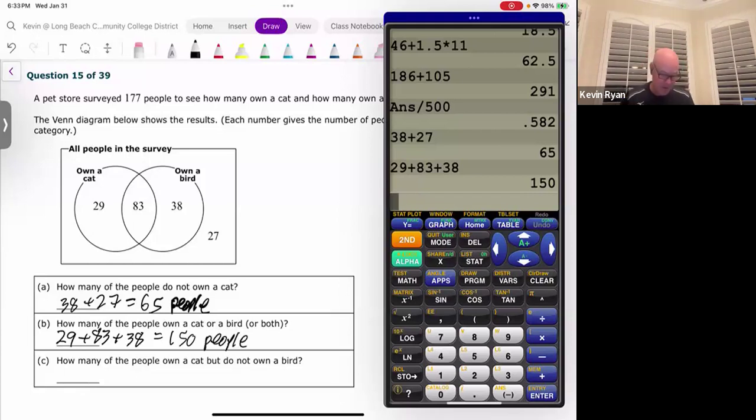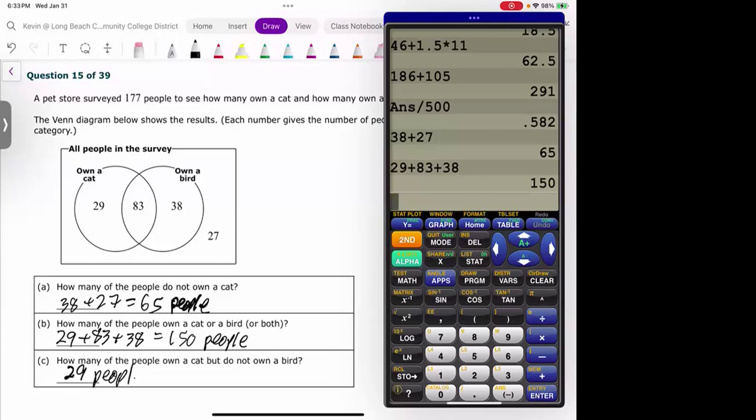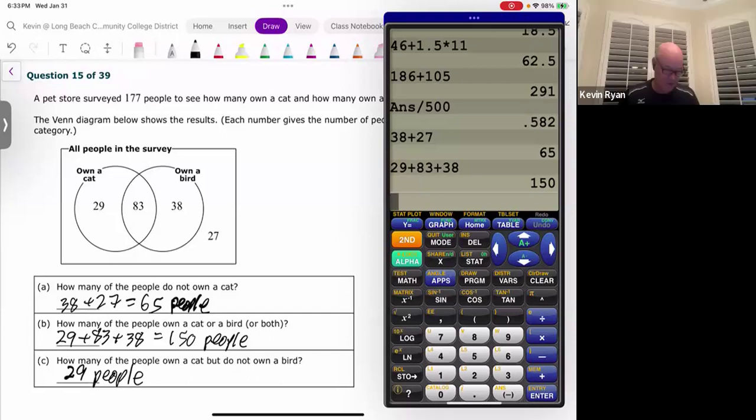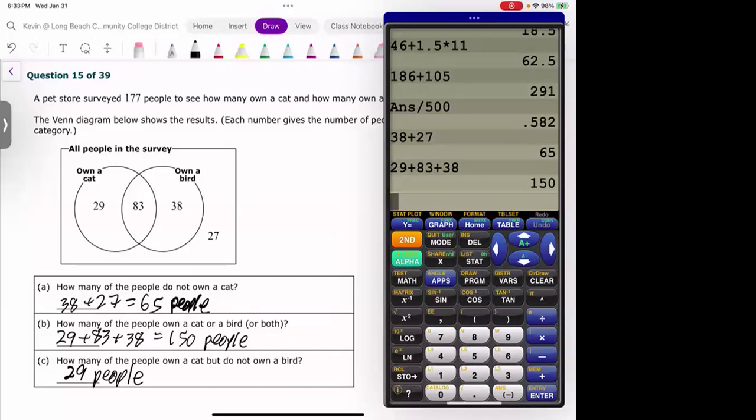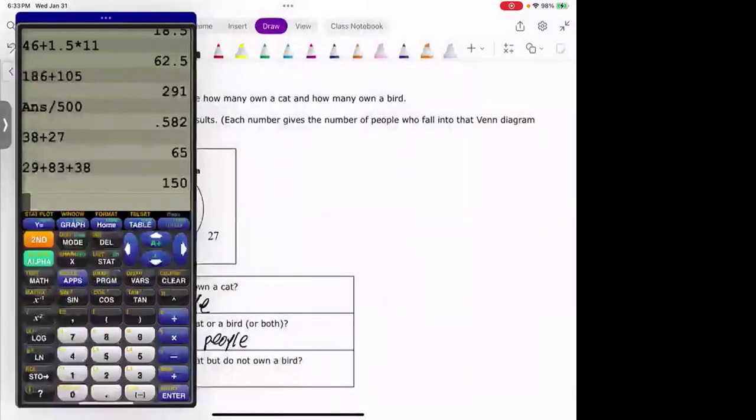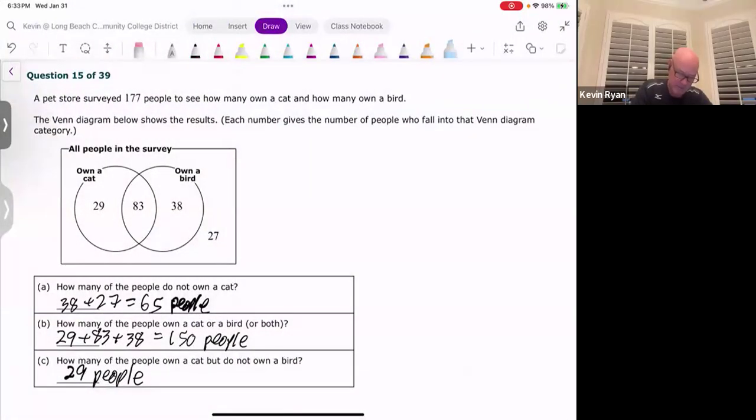How many people own a cat but do not own a bird? That's just the 29 there. What's the 27 again? 27 are the people that don't have a cat or a bird. Okay, good.